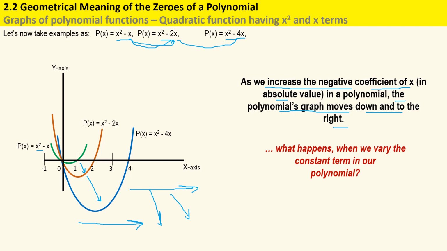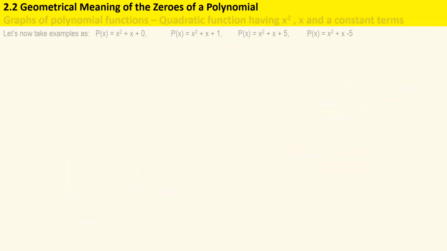So now we shall start talking about the next case, that is what happens when we vary the constant term in our polynomial. So if you see here, we have x squared and we have x, but we do not have any constant value here. So let's now talk about that scenario. And we shall start that discussion of a quadratic function having x squared, x, and the constant term. So let's take the examples. The first example is x squared plus x plus 0. Our constant here is 0. The other example is x squared plus x plus 1.